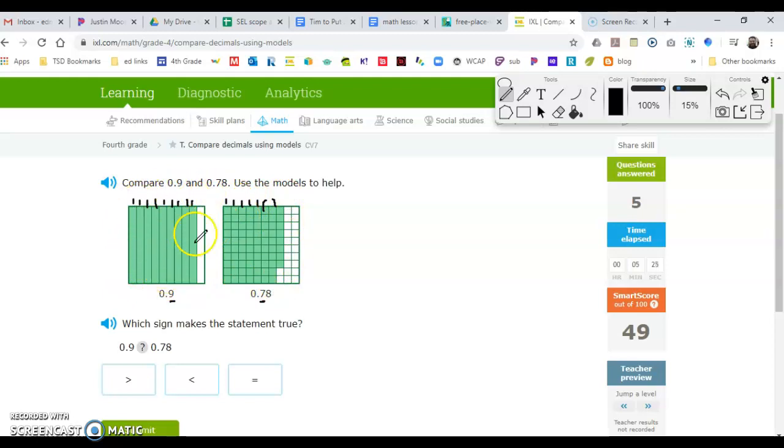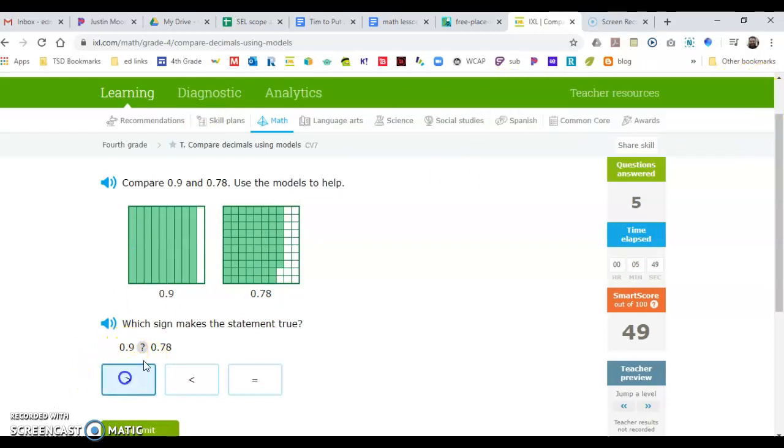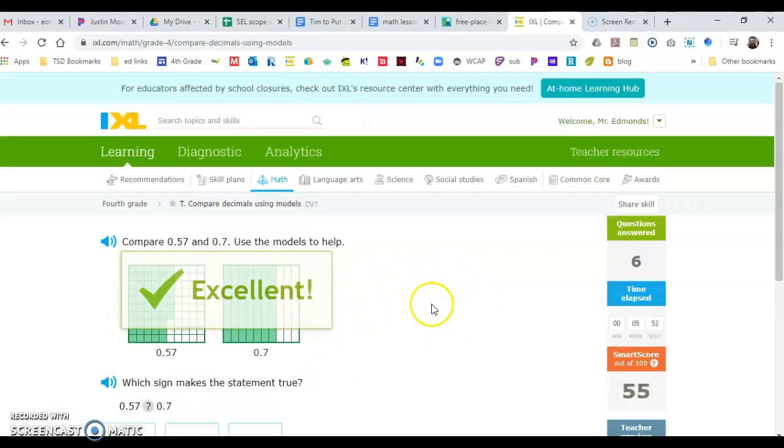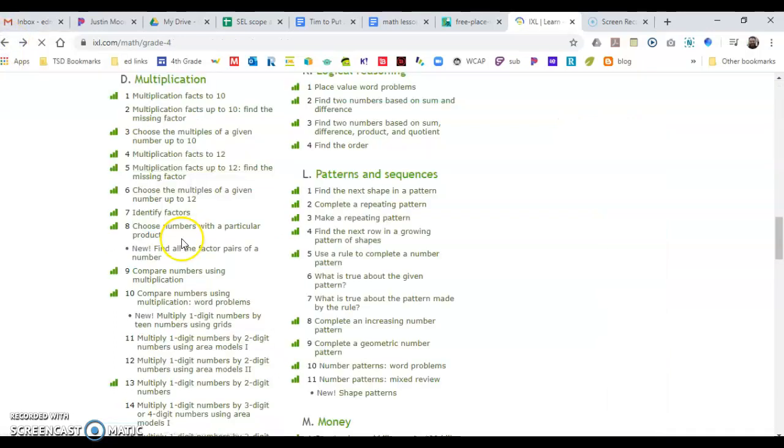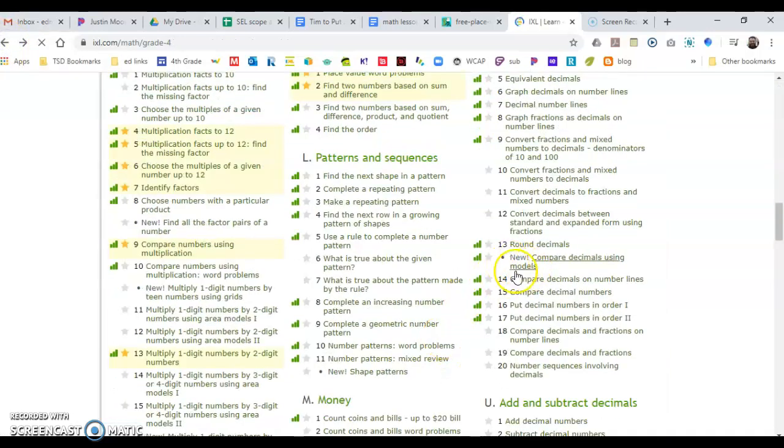So remember, take a look at how much of the model is shaded in and compare how much is shaded in. Or another way to think about it is you can compare how much is unshaded. Here we have a 10th not shaded in, and here we have 2/10 and 2 hundredths not shaded in. Okay, so we want to find which one is larger, and in this case, 9/10 is greater than 78 hundredths. Okay, so try a few of these on your own. This is the T plus level, a good level right above the T14.